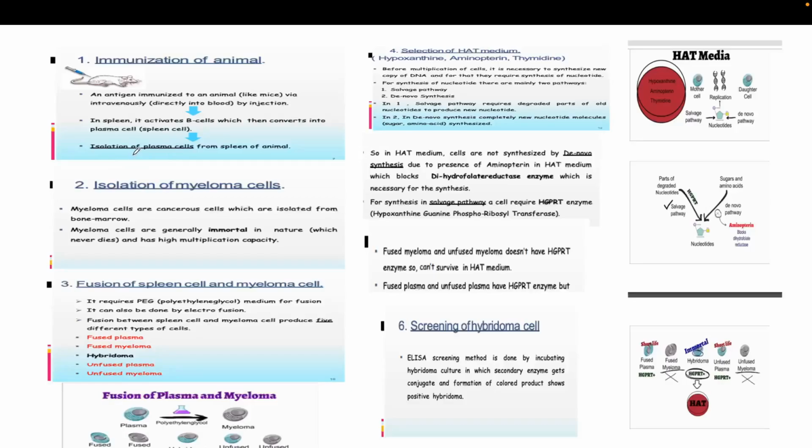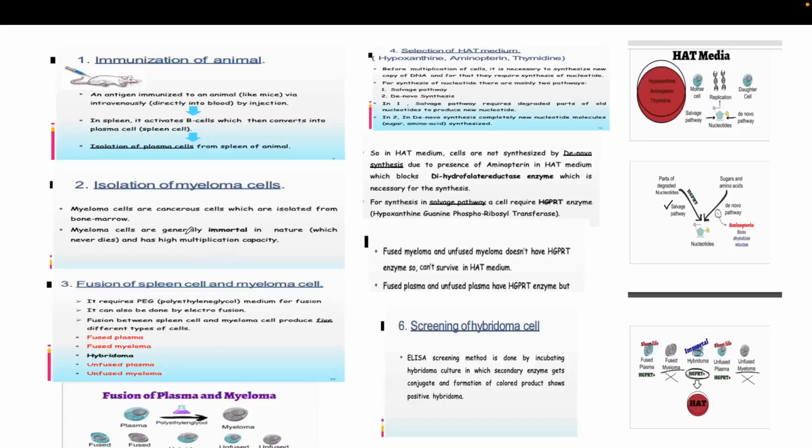The second step is isolation of the myeloma cell. Firstly you isolate the plasma cell, and then you isolate the myeloma cell. Myeloma cells are cancerous cells which are isolated from the bone marrow. Myeloma cells are generally immortal in nature and have multiplication capacity. We can isolate them from the bone marrow of a cancer patient, and they are immortal in nature.